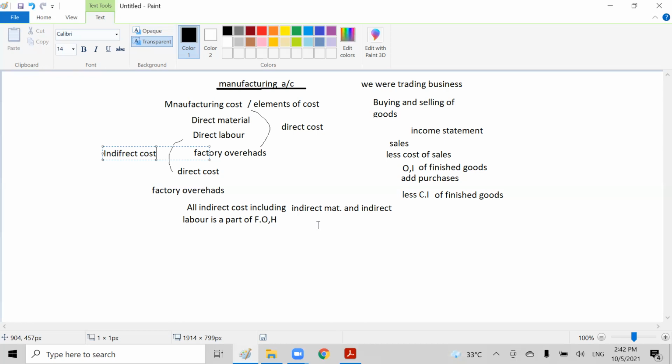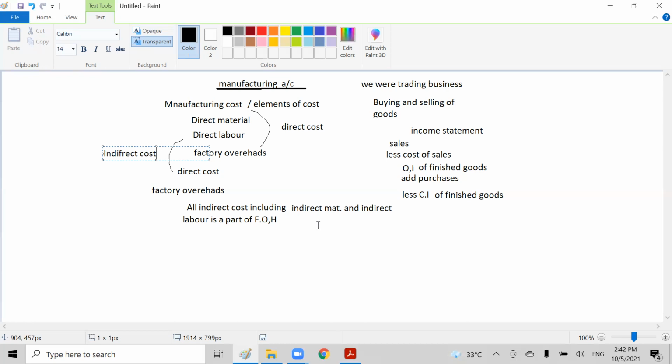Actually, that is the way we absorb overheads into production. That is what we have studied in absorption costing, how overheads are absorbed into production, and there we use a basis of apportionment. Some cost is directly attributable to a particular department, that is called allocation, and some overheads are apportioned between departments, that is called apportionment. And this is how the overheads are absorbed into production.